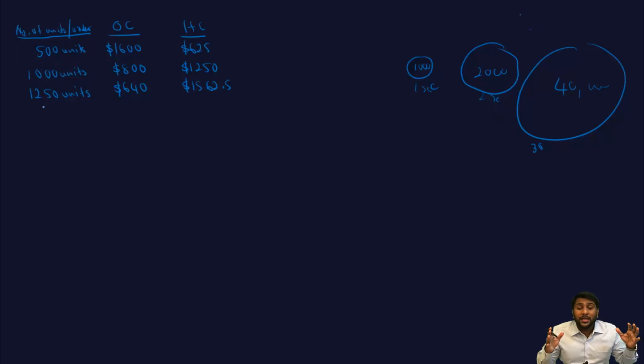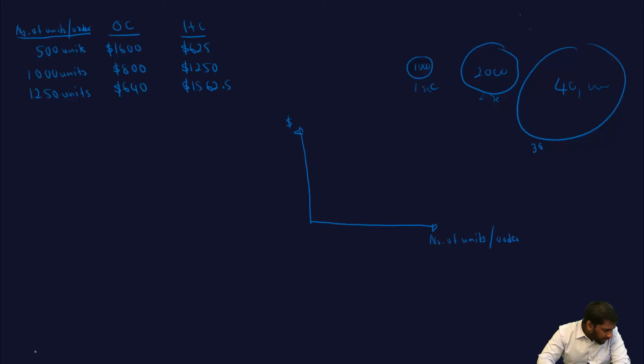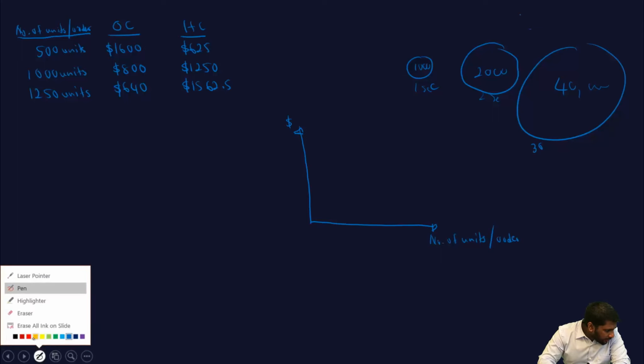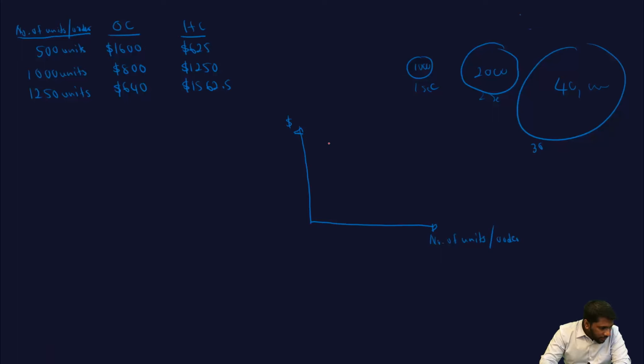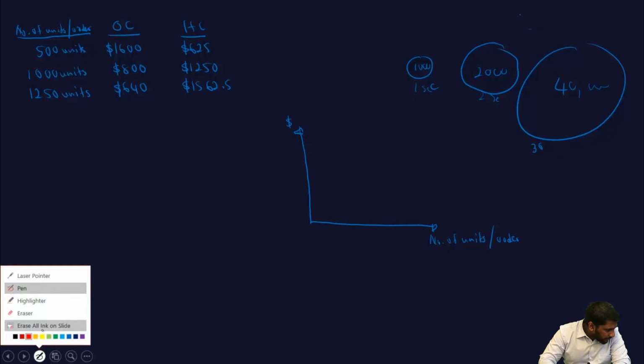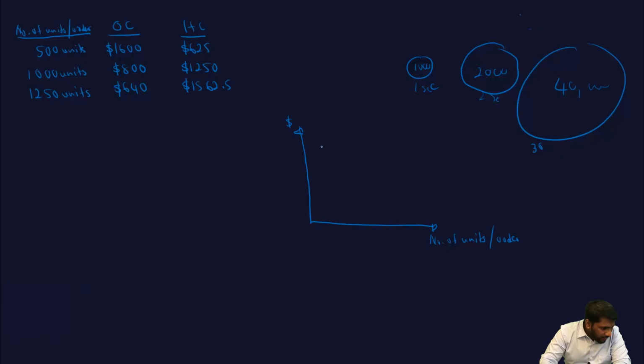Because you will have to hold a huge quantity. So based on this, I would like to draw a small graph, okay? If this is your cost, and this is the number of units per order, I would like to draw two lines. Maybe one line which is sloping downwards, and another line which is sloping upwards.